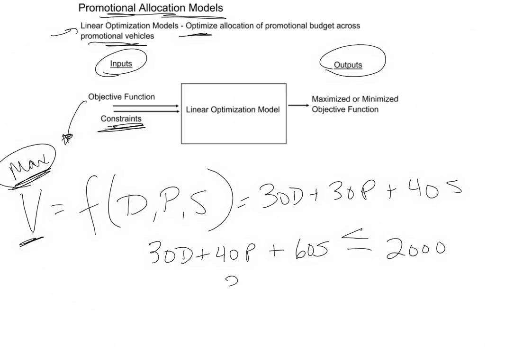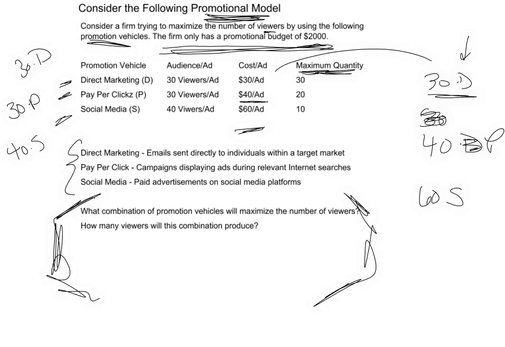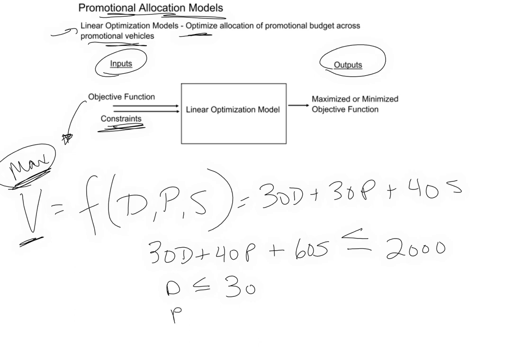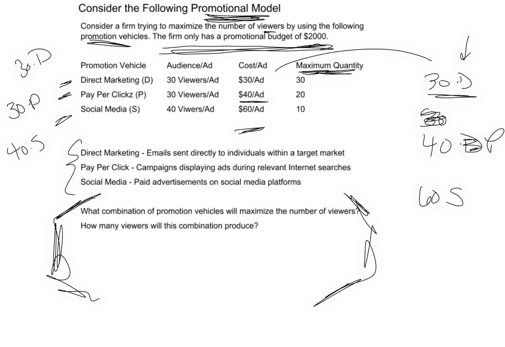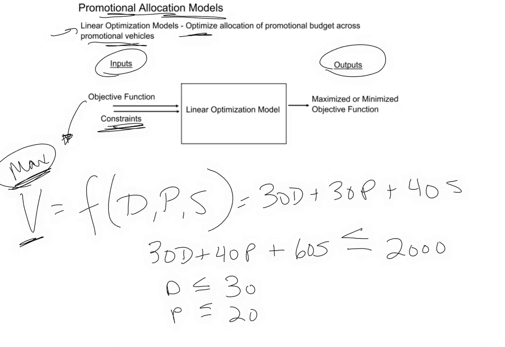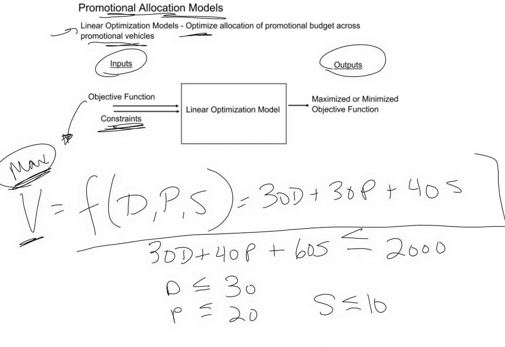So we've got my D has to be less than or equal to 30. My P has to be less than or equal to 20. And my S has to be, oops, wrong direction. S has to be less than or equal to 10, right? So here we go, right?